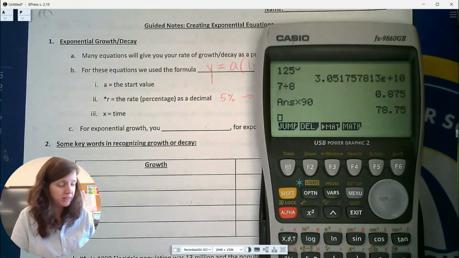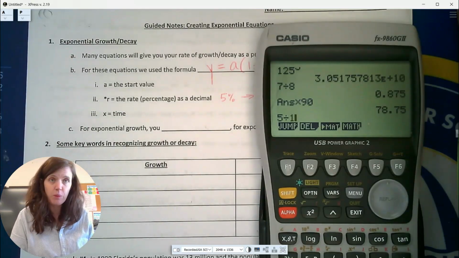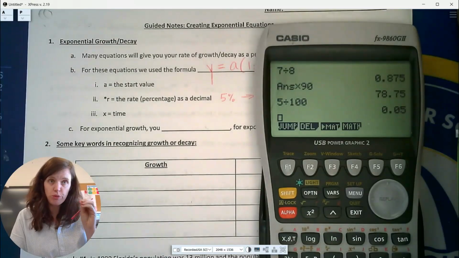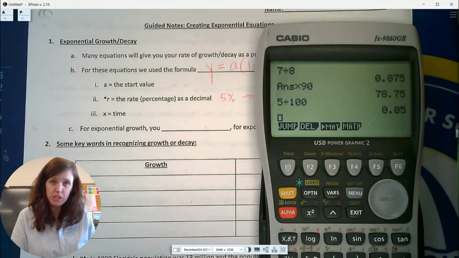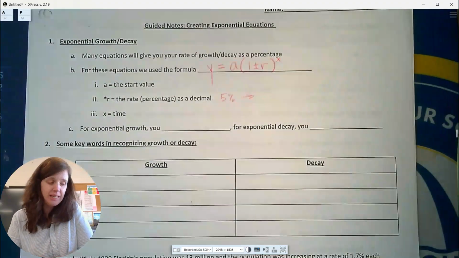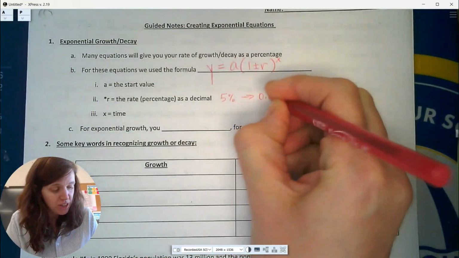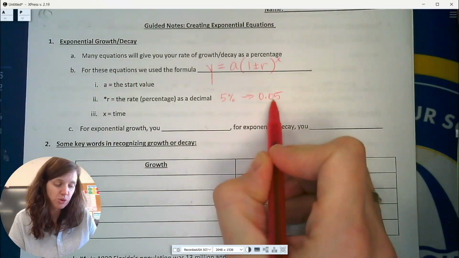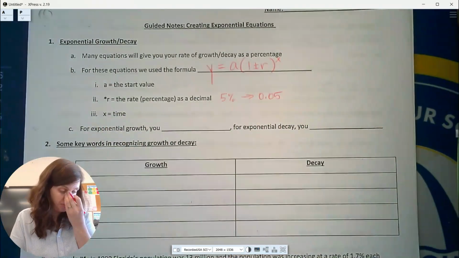How many cents are in a dollar? So 5 divided by 100 will give me that rate as a decimal. So 5% is actually 0.05 as a number. And so we need to change that to a rate. This is the percent, but this is the rate. And then the x is going to be the time.